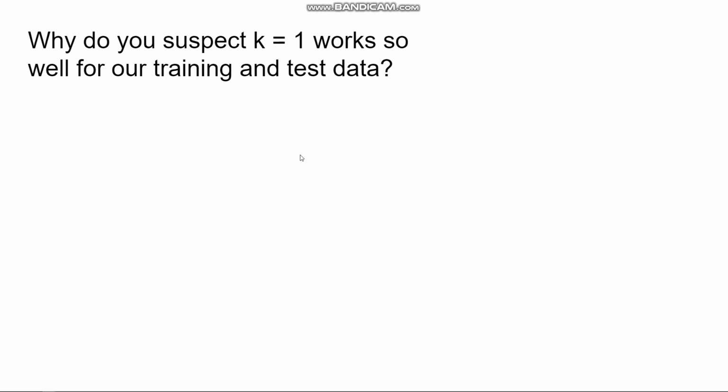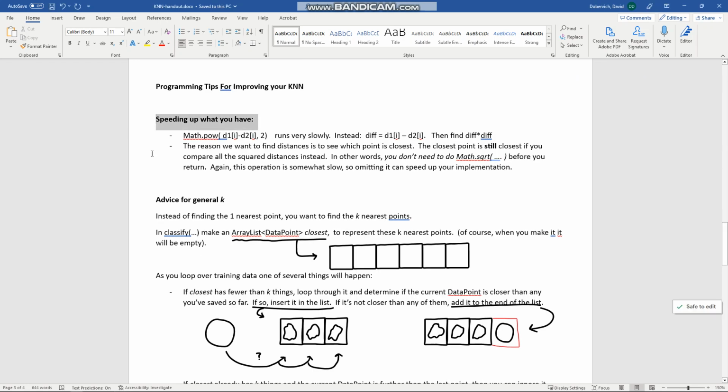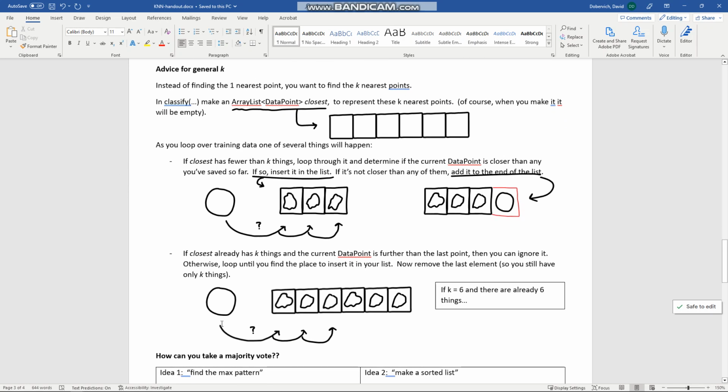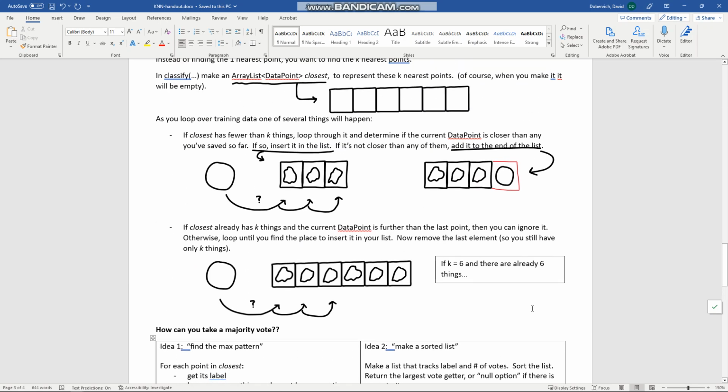I was going to have you write about this, but instead, here are a couple things you could work on. This is the second handout. A couple of tips for speeding up what you already have for k equals 1. Some advice for how to generalize it for the k nearest neighbors. And there's also data available there that's not just images. There's spam data and there's also heart disease data.